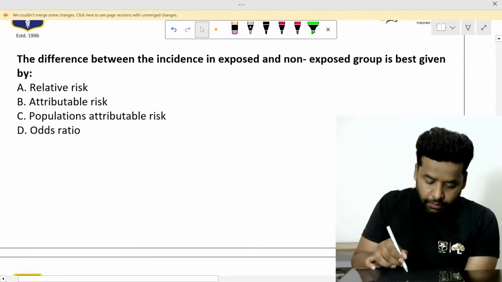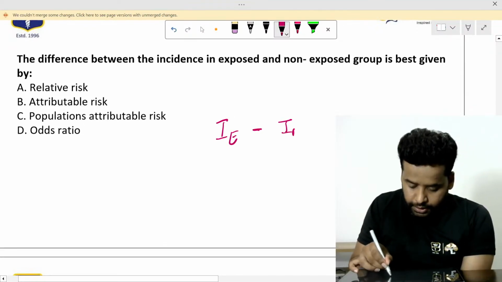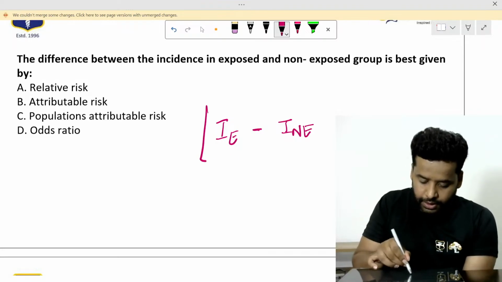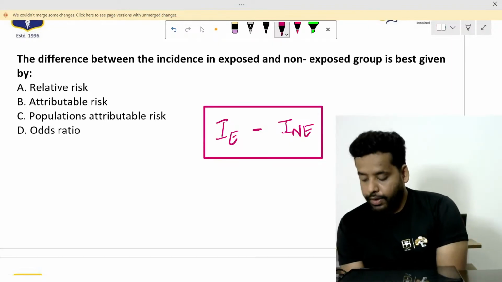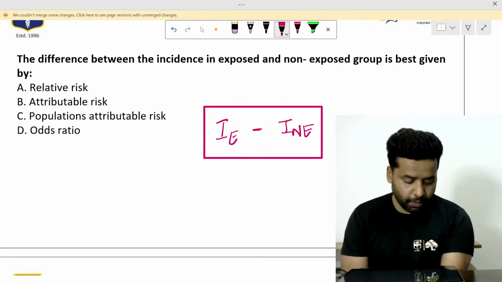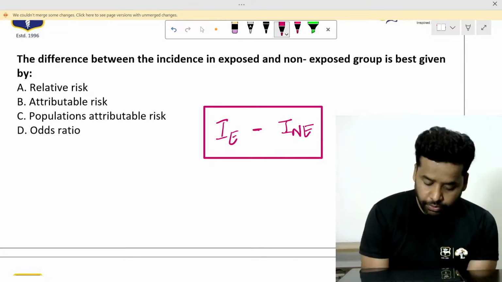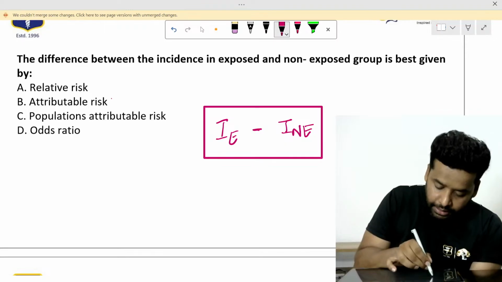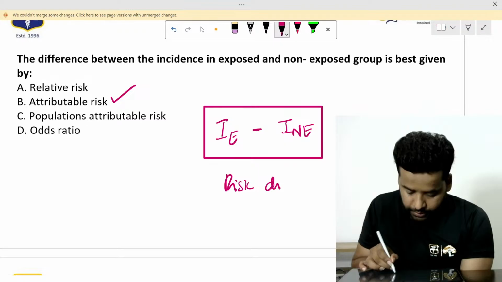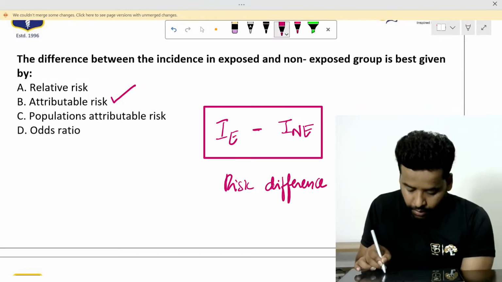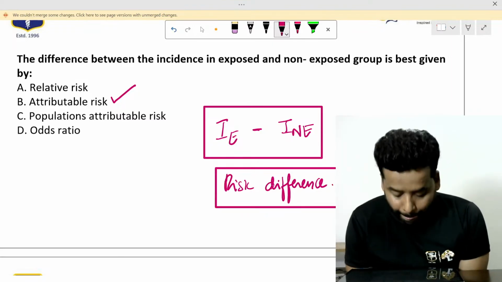The difference between incidence in exposed minus incidence in non-exposed. What is the answer? I think we have discussed both the formulas in the class notes. There is one more formula for this. It is attributable risk, also called as risk difference.